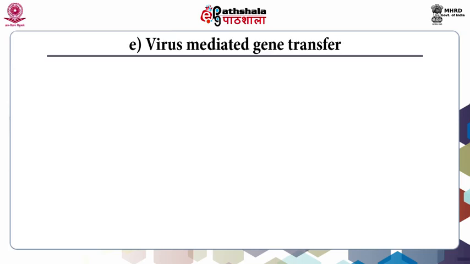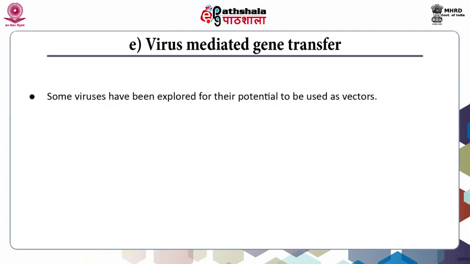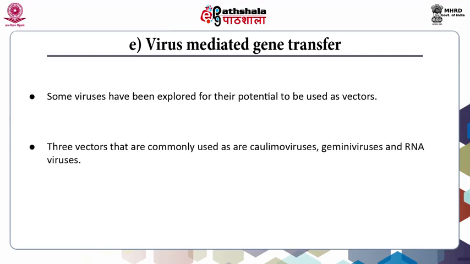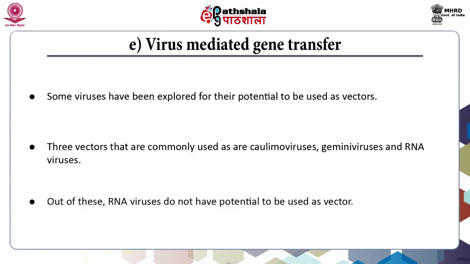Coming to the next chemical method, that is virus mediated gene transfer. Some viruses have been explored for their potential to be used as vectors. Three vectors that are commonly used are caulimoviruses, Gemini viruses and RNA viruses. Out of these, RNA viruses do not have the potential to be used as a vector.